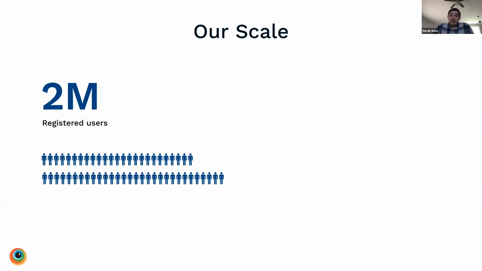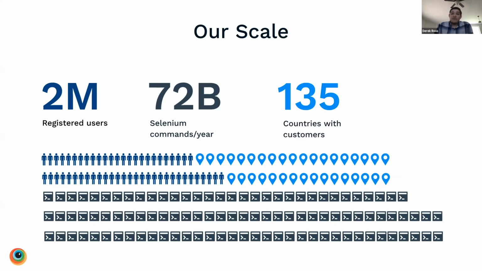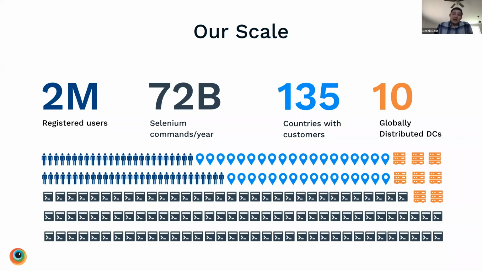Executing at scale is a very difficult thing when you're doing end-to-end test automation. We have 2 million registered users on our platform that are executing 72 billion Selenium commands a year. They're doing it from 135 different countries, and we can't even keep our slides up to date. We're pushing data centers out so fast. We had 10 when I started here, and now we're at 15 distributed data centers that you can access all with one username and password. And those data centers really help. Having that distribution really helps with your test automation latency to make sure that you have the fastest scalable pipelines that you could possibly have.